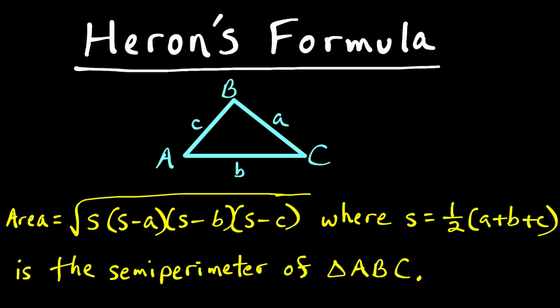What's up? I'm Vin, and today I want to show how to use Heron's formula, which is a nice little formula for finding the area of a triangle when you know all three sides. So here's the formula here, and let's look at two examples.